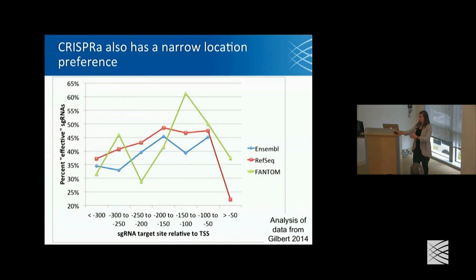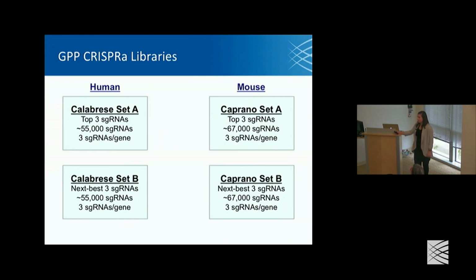Similar to CRISPRi, location, location, location for guide design. Phantom is obviously giving the best annotation here, and we see this nice peak in activity here, so that's what we targeted for our CRISPRa guide design. Similar to CRISPRi, we developed genome-wide human and mouse CRISPRa libraries. We have Calabrese and Caprano, divided into 2 sets with the same idea, your top 3 guides and your next 3 guides.